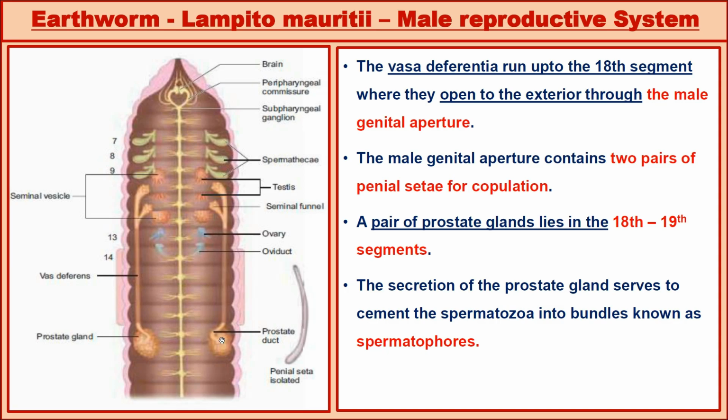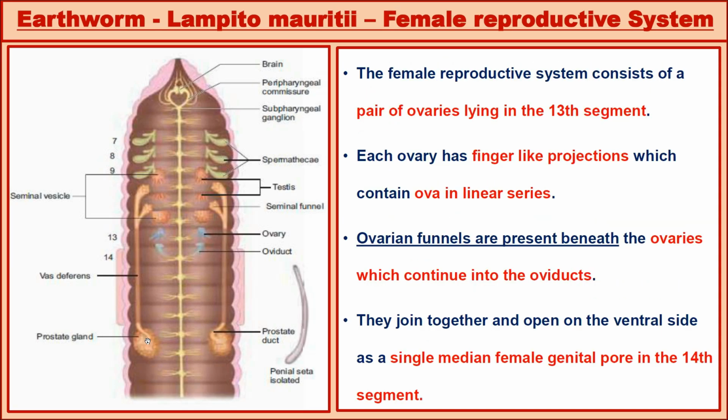The male genital aperture contains two pairs of penial setae, and these penial setae help in copulation. This is the penial setae, which is isolated from the body of the earthworm. The prostate gland is present in the 19th segment. A pair of prostate glands is present in the 19th segment. Secretion of the prostate gland helps to cement the spermatozoa together into bundles, which are called spermatophores.